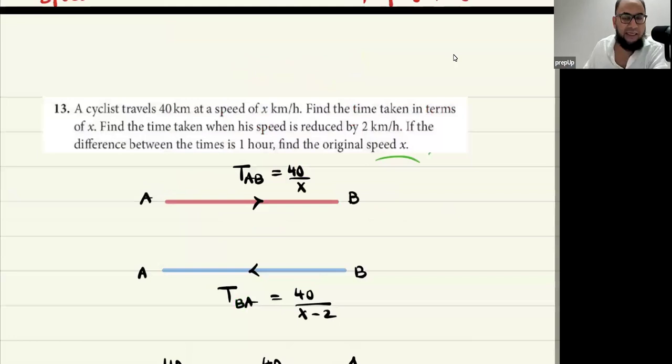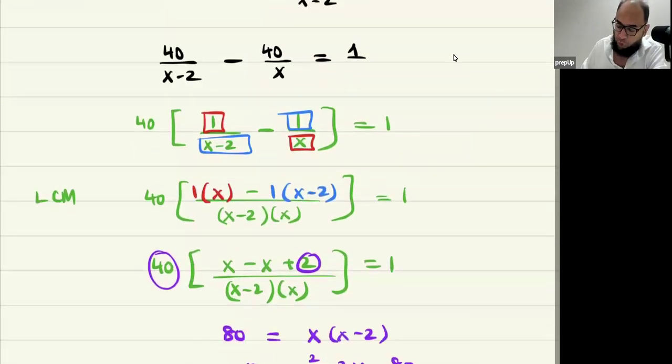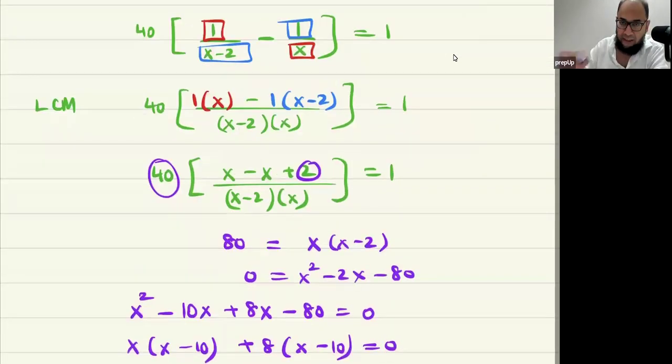Find the original speed x. So the original speed is x, and the reduced speed is x minus 2, which is 10 minus 2, which is 8 kilometer per hour. So now this is all good, all clear. Now let me pause the recording, send these notes to you so that you can just have a good look at it. Take 5 minutes, jot it down, and then I'll have some question for you to try out.